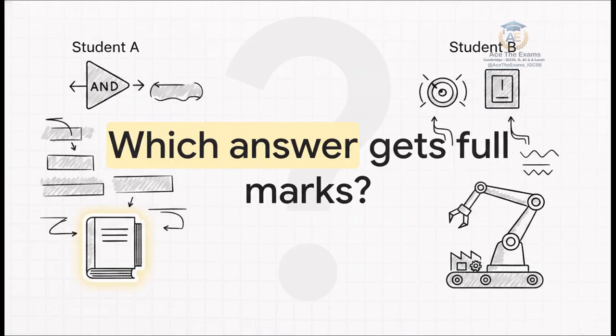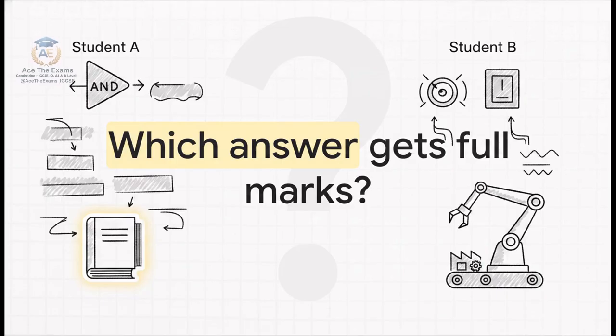So let's kick things off with a little two-student duel. Picture this. You're sitting in the exam hall. The clock is ticking. The question asks you to explain the use of an AND gate in a factory's automated robotic arm. Both students know the theory perfectly. Student A writes this flawless, beautiful, textbook definition of an AND gate and draws a perfect symbol.